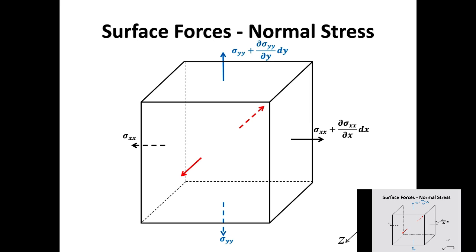And the normal stresses. You have a normal stress in the x plane as sigma xx, and when you go from 0 to a distance dx, you will have sigma xx plus the change of sigma xx due to distance times that distance. So that is sigma xx plus delta sigma xx over delta x times dx. Okay. So that is again true for the x direction, y direction, and z direction.